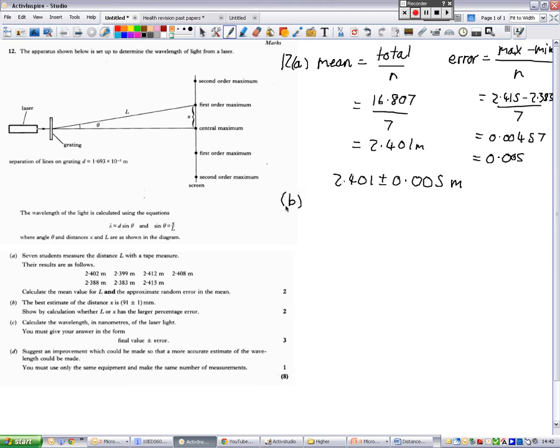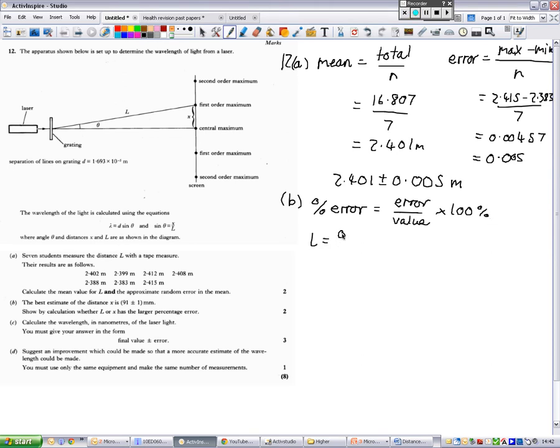Part B, the best estimate of the distance x is 91 plus or minus 1 millimeter. Show by calculation whether L or x has the larger percentage error. So percentage error is just a percentage calculation, calculating how much of the overall value the error is, using this equation. Percentage error is the error divided by the value times 100%.